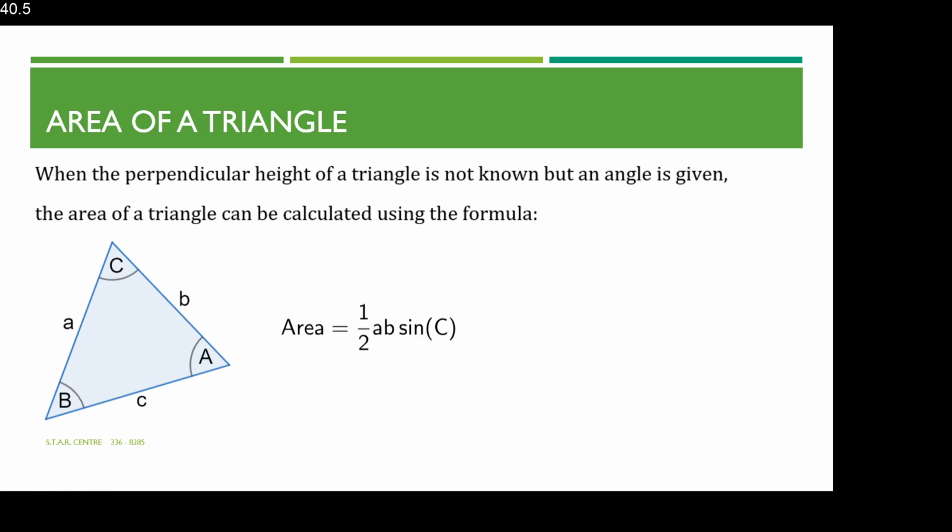Area of a triangle. So we have learned from lower form that to find the area of the triangle, we can use the formula area equals base times height divided by 2. But just to point out that the height in that formula is the perpendicular height of the triangle. But there will be cases where we would need to find the area of a triangle and the perpendicular height would not be known. Therefore, we have an alternative formula that we can use for finding the area of a triangle. So the area of a triangle can be calculated using the formula area equals a half ab sine C.